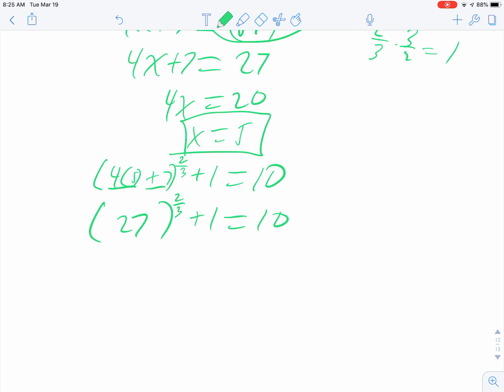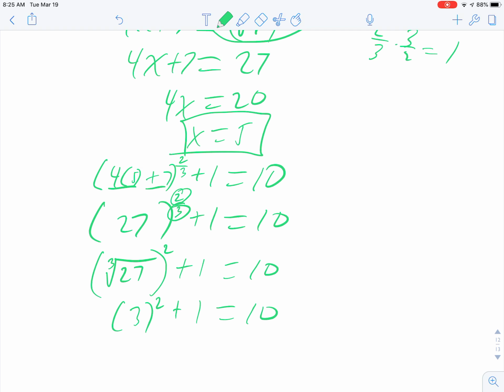Let's see if that's true. Well, 27 to the 2/3, the root is 3, because that's the denominator. The power is 2, because that's the numerator. The cube root of 27 is 3. 3 squared is 9. 9 plus 1 is in fact 10. So it does in fact work.